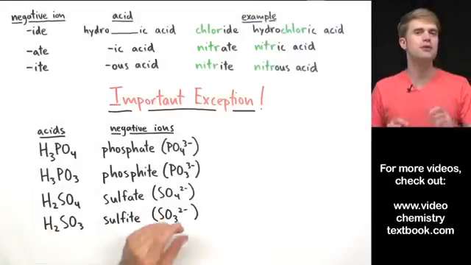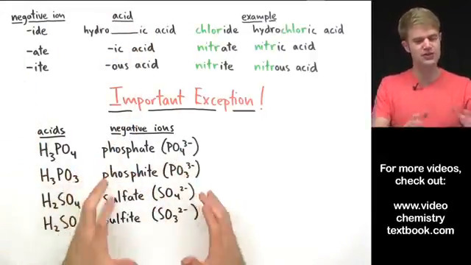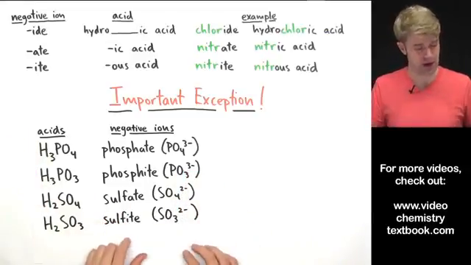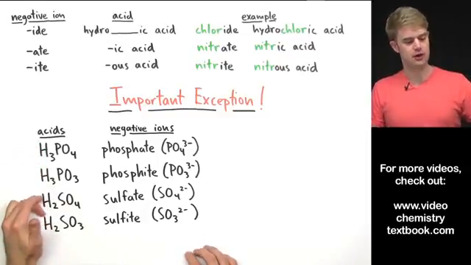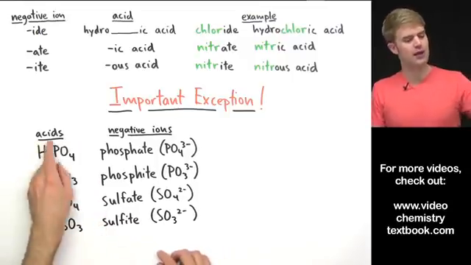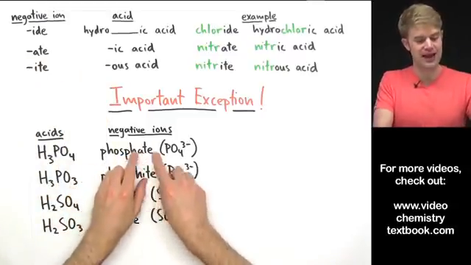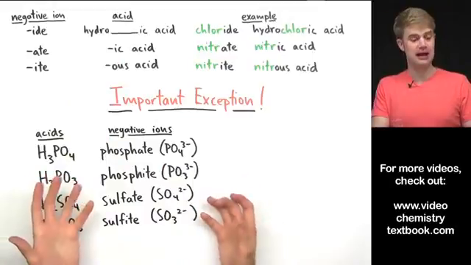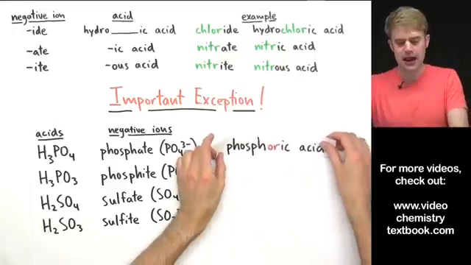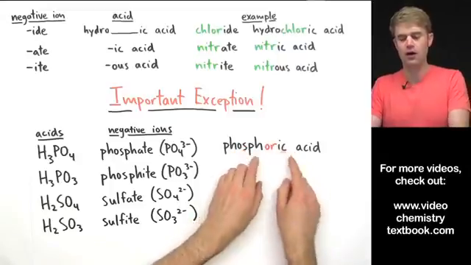I want to talk about some important exceptions with naming acids. We learn these rules, but there are few acids that don't quite follow them. And they actually turn out to be very common acids. So they are these 4 acids here that contain the negative ions phosphate, phosphite, sulfate, and sulfite. If we took this acid and tried to name it using the rules that we've learned, we turn the ATE from phosphate into ic, and so we'd call it phosphic acid. That's actually not quite what it is. The name of this acid is actually phosphoric acid. You have to add this OR before the IC.